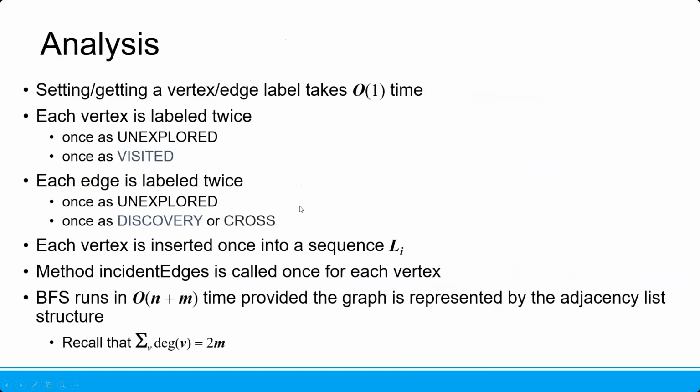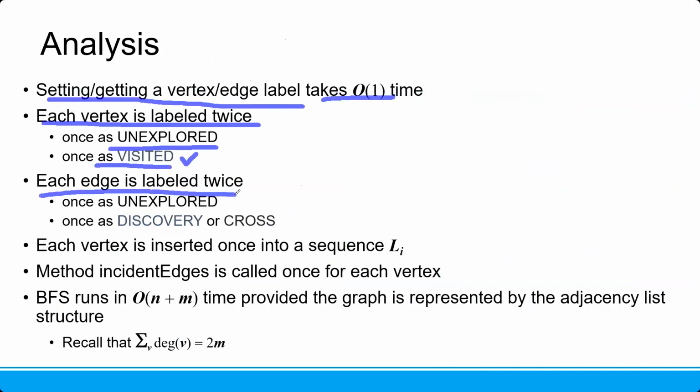Now the analysis of the algorithm. Setting and getting the vertex and edge labels takes O(1) time. Each vertex is labeled twice, the same as in DFS. The first label is unexplored, and once we visit the vertex, we label it visited. Each edge is labeled twice. The first time we label it unexplored, and the other time we label it discovery or cross.